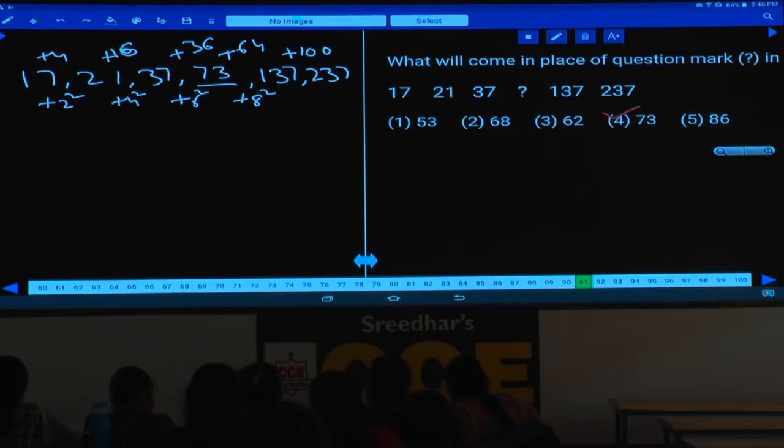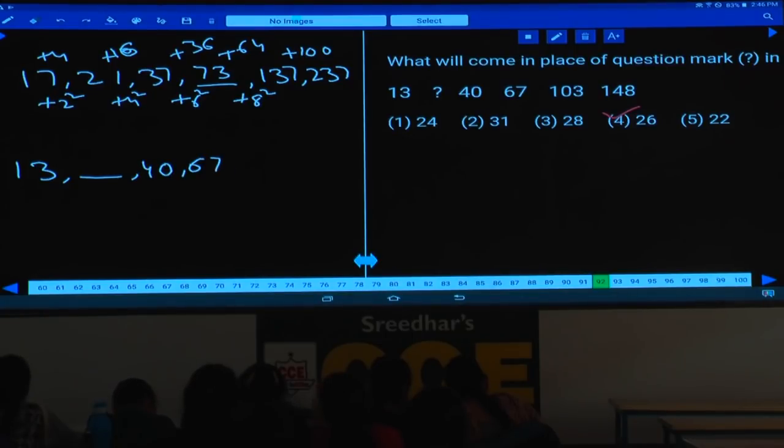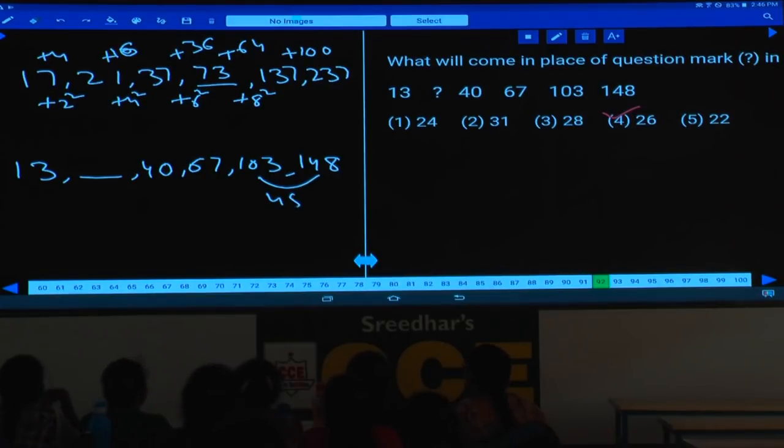And question number 91. Then coming to question number 92. 13, blank, 40, 67, 103 and 148. The numbers are increasing at a smaller rate, so it must be under difference. Then what is the difference between 13 and this? The difference is 45. Here 67 and 103, what is the difference here? 36. And the next difference is 40 and 27, so here the difference is 27.